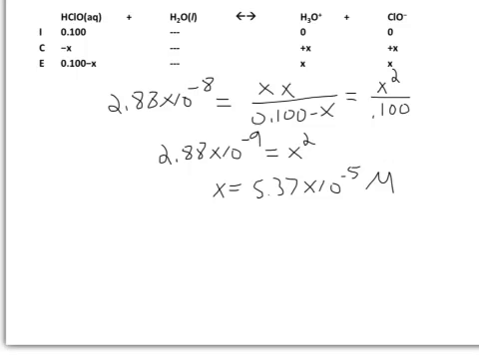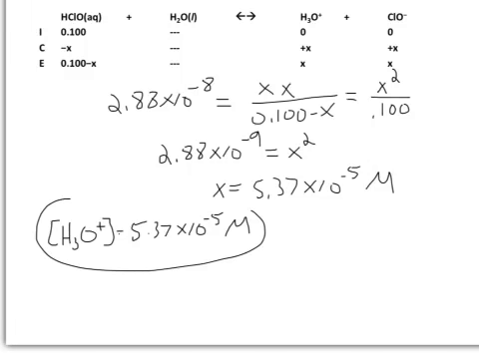In the statement of the problem, we were asked to calculate the hydronium ion concentration, and since the hydronium ion concentration is x, I can say that the concentration of H3O+ is 5.37 times 10 to the minus 5 molar. That's the first part of the answer. The problem also asks us to calculate the pH, so let me do that on the next slide.